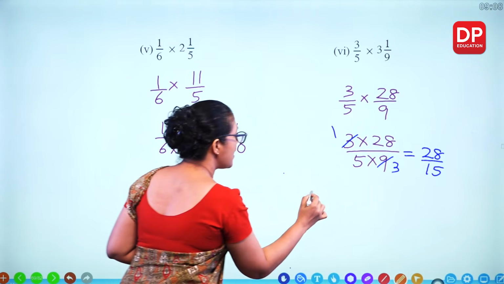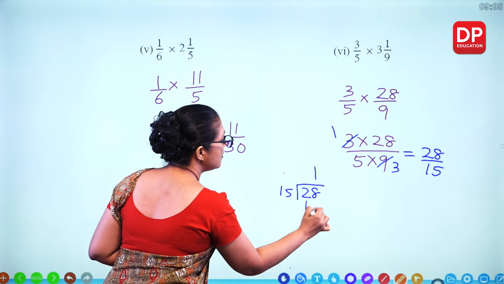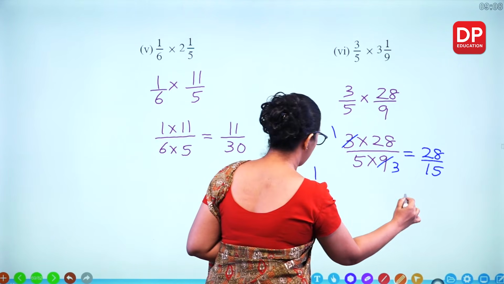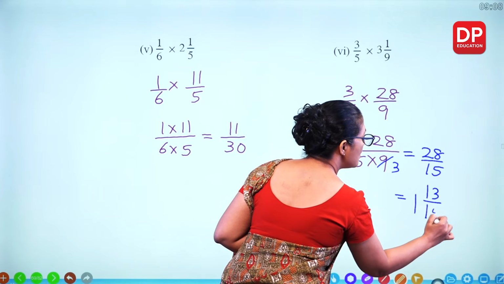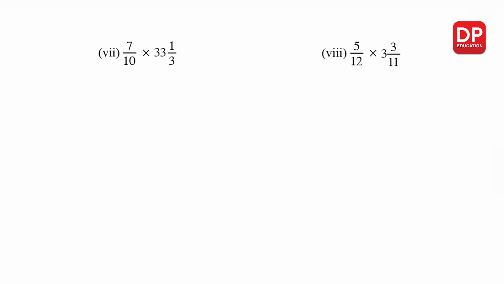So when you divide 28 by 15, what do you get? 1. And what's the remainder? 13. So you can write 1 and 13/15. This one, 7/10.